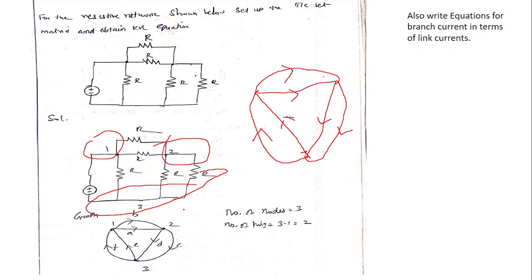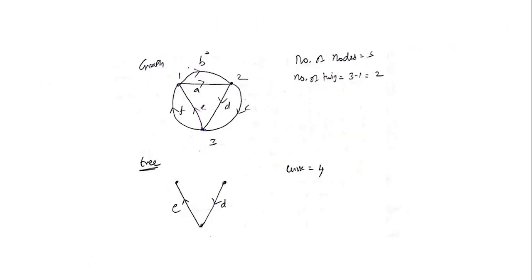So the next step is I need to draw a tree from this graph. To draw a tree from the graph, I'll consider the number of twigs. A twig is a branch of the tree, right? So the total number of nodes minus 1 will be the number of twigs. A tree can be drawn by connecting all the nodes, but there should not be any closure path. See here, we have all the nodes, 1, 2, 3.